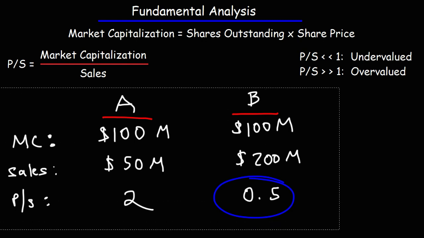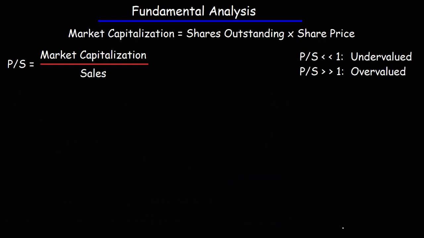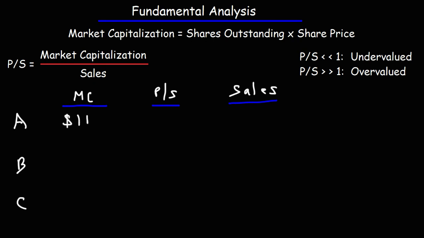Now let's analyze this from another perspective. So this time, let's say we have 3 different companies: company A, company B, and company C. We're going to look at the market cap of each company, the price to sales ratio, and the sales of each of those 3 companies. So in this example, let's assume that the market capitalization for each company is the same. We're going to go with 1 billion.